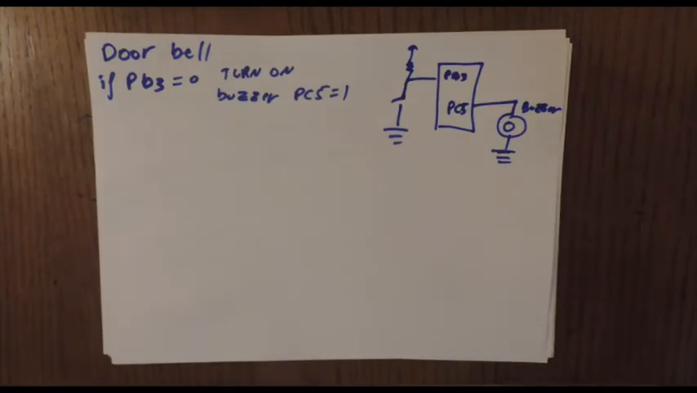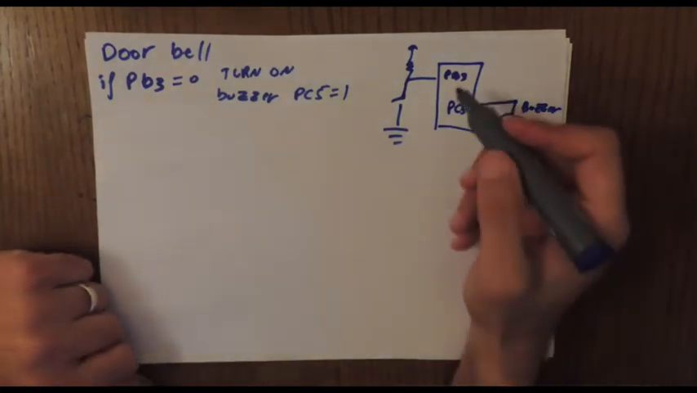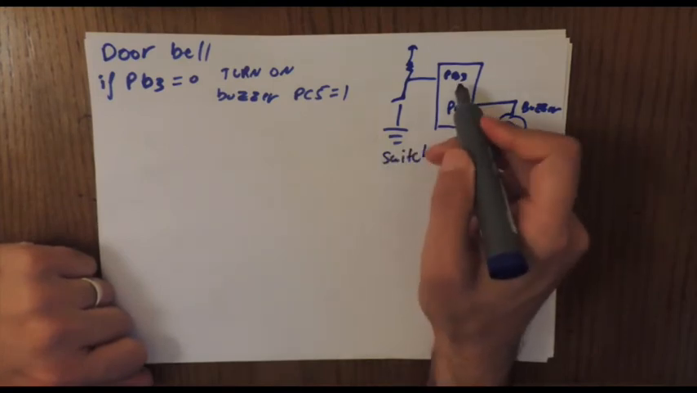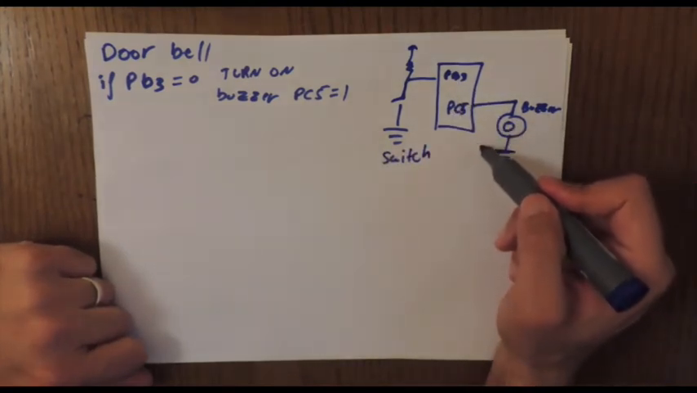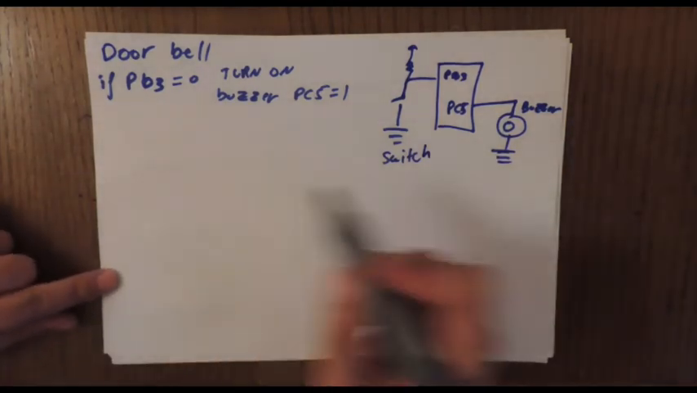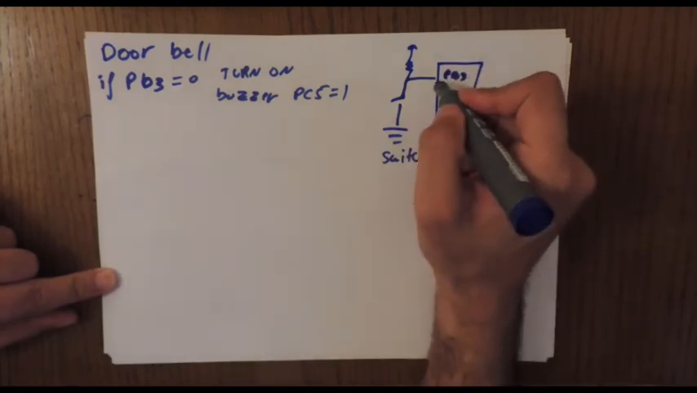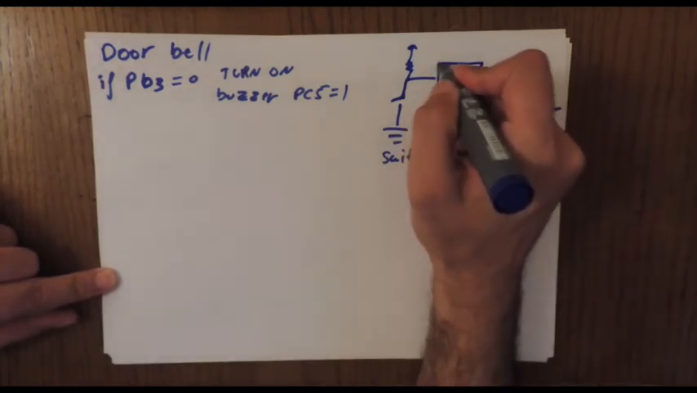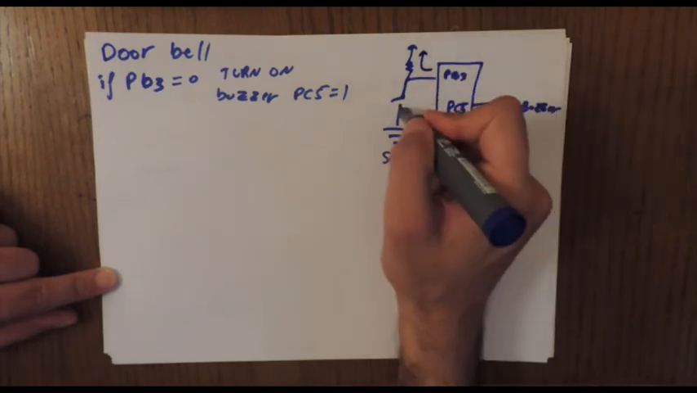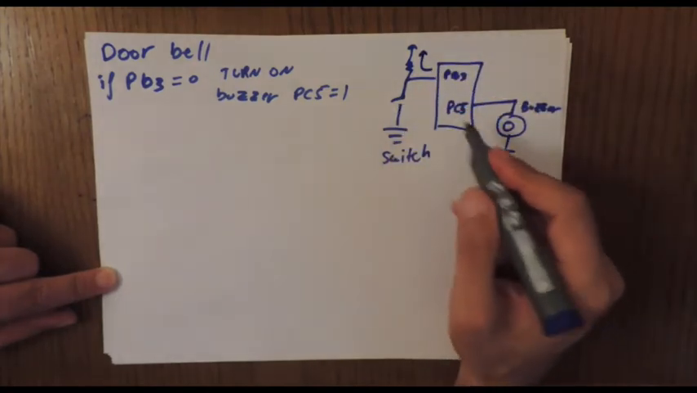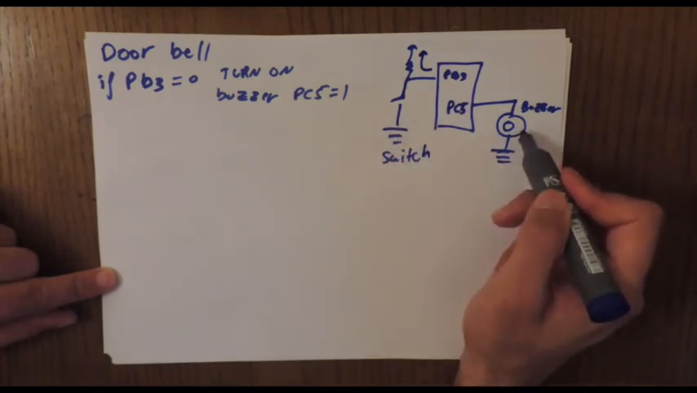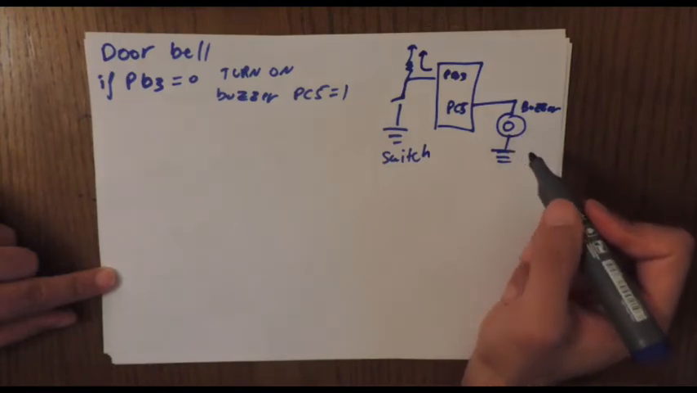So let's take an example on a doorbell. Assume we have a switch connected to PB3, and we have a buzzer connected to PC5. So now if PB3 equals 0, this switch closes. Remember, this is an active low switch. PB3 is always going to 5 volt unless we pull it down by closing the switch. So once we close that switch, this buzzer will turn on and we will have a sound.